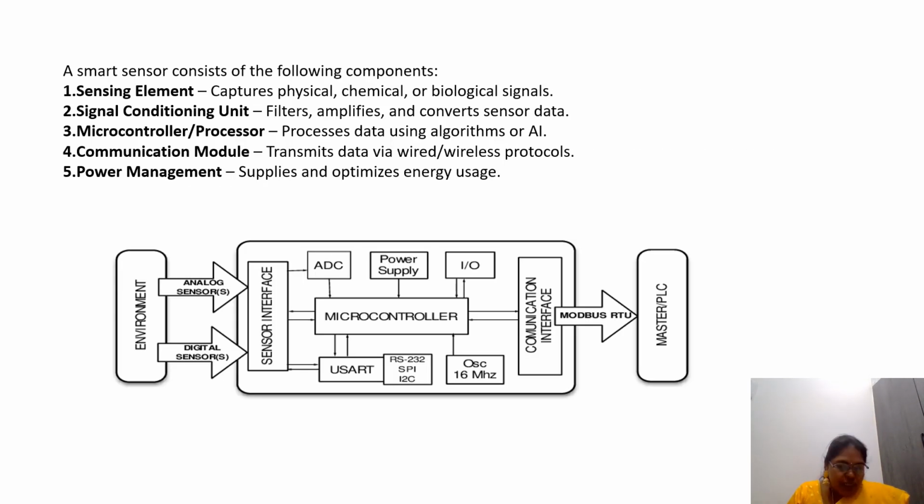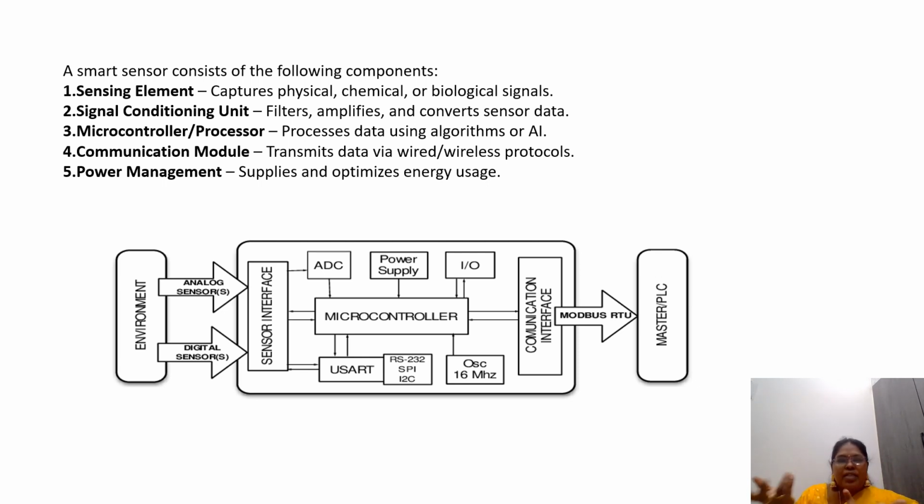So the smart sensor has the following components: the sensing element, then signal conditioning, a microprocessor or microcontroller, then a communication module, and then power management. In previous cases, the sensor would sense, and after sensing, it converts into an electrical signal. That's all.